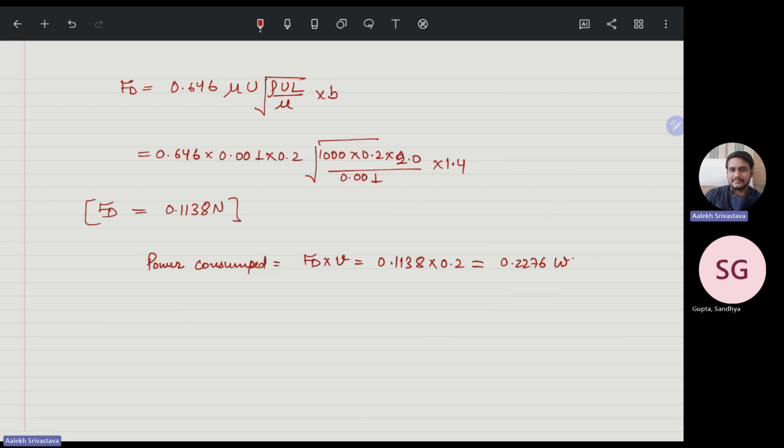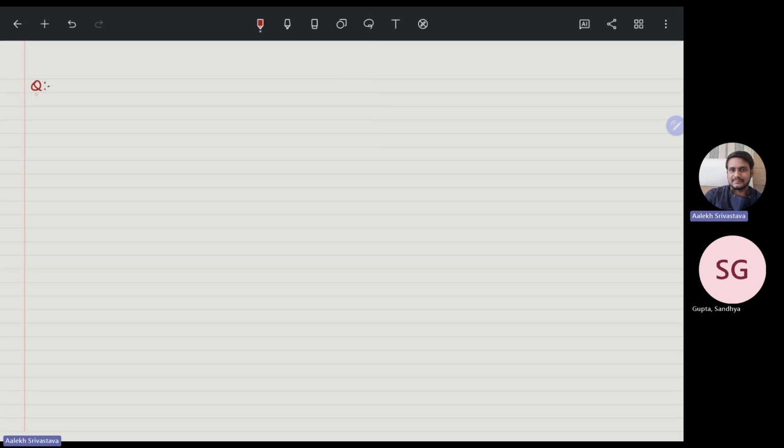Now again, a different question. It says air is flowing on a smooth plate with a velocity of 10 meter per second. The length of the plate is 1.2 meter and width is equal to 0.8 meter. And this is the critical Reynolds number at the boundary layer. After this region, the turbulence starts.